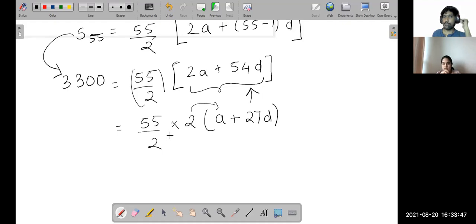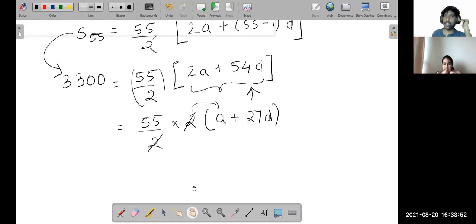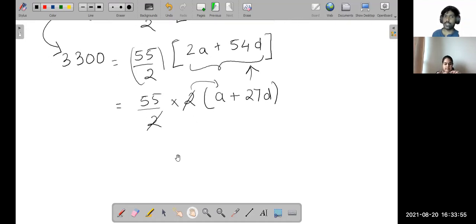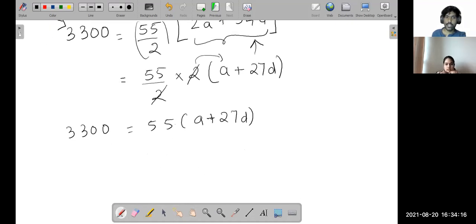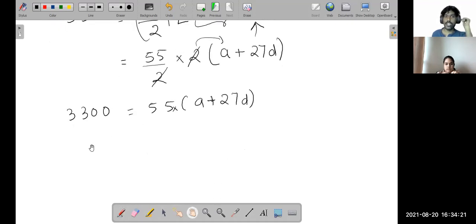So now we can divide it by 2. You can cancel. But earlier we could not because earlier it was in the bracket. Yes. Now I took 2 outside the bracket and then I cancelled it off. So this became 55 into A plus 27D. Okay, so 3,300 is equal to 55 into A plus 27D. Now this 55 you can take on the other side.